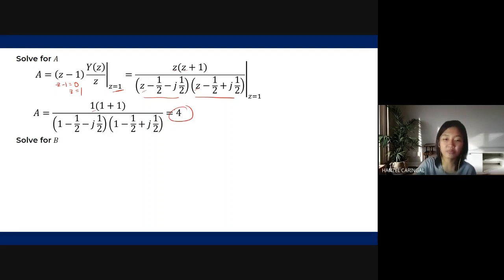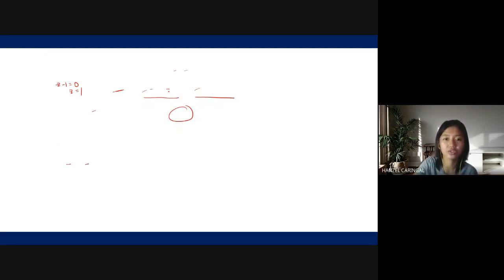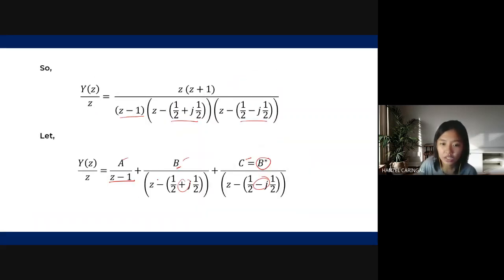Then for B, same as before, whatever the denominator of B is, we multiply it with Y of z over z. After multiplying, note that the term is negative and the other becomes positive, since we distribute the negative sign, so one carries a negative, while the other becomes positive. So take note of that.